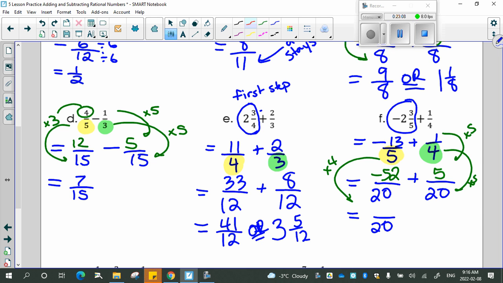All right, so then I owe negative 52 20ths. Someone gives me 5, so now I only owe.